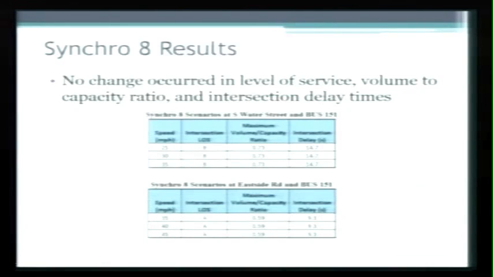We can note that there are no changes in level of service, volume to capacity ratio, and the intersection delay times at either Water or East Side Road.